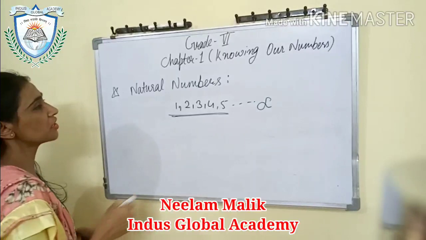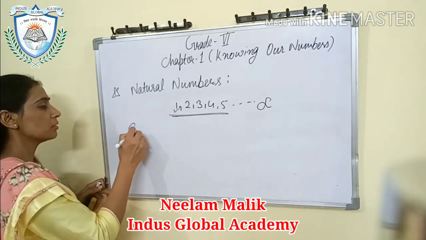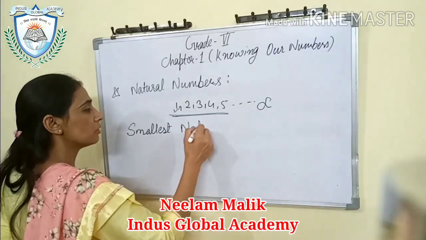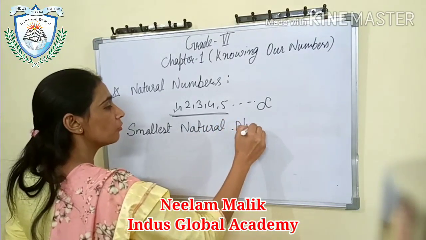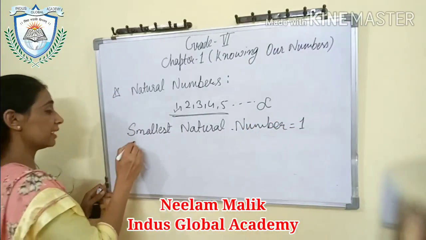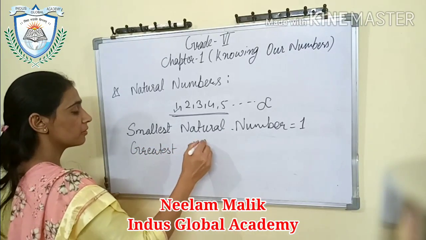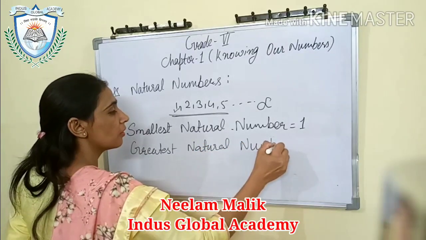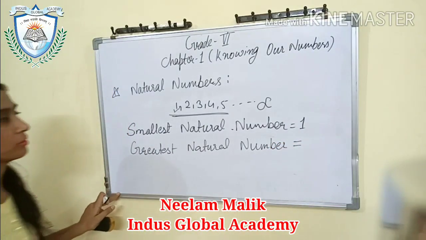So what is the first natural number? First is 1, and we can say this is also the smallest natural number. What is the smallest natural number? That is 1. What about the greatest natural number? Think about this. What is the greatest natural number?